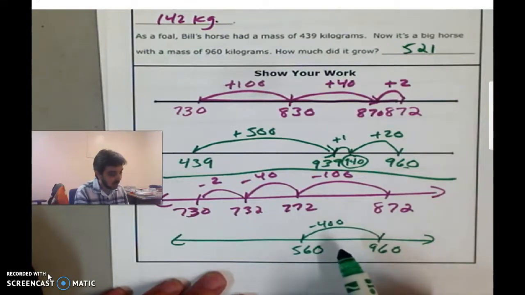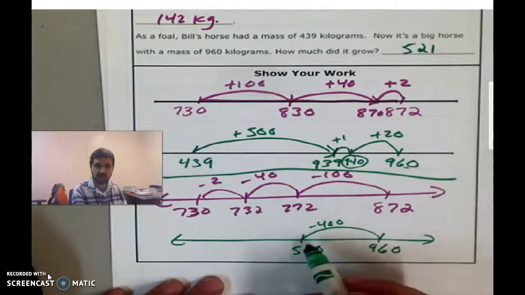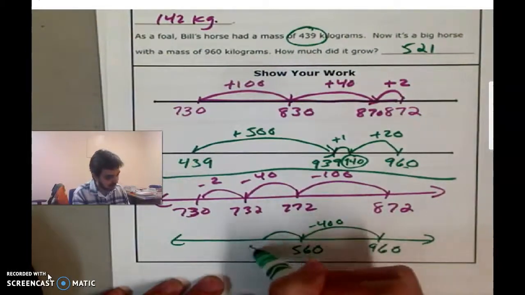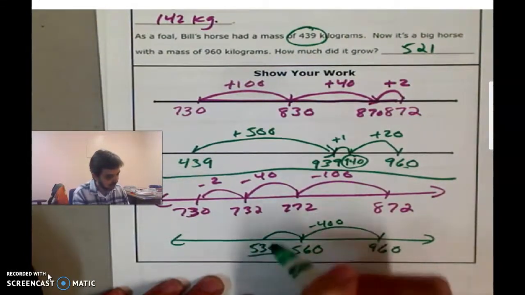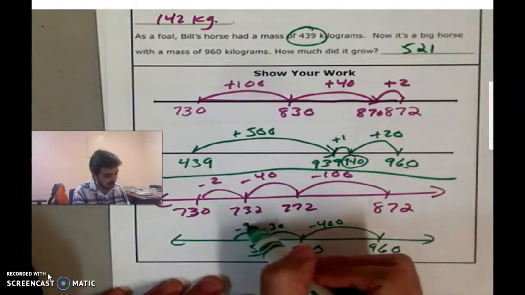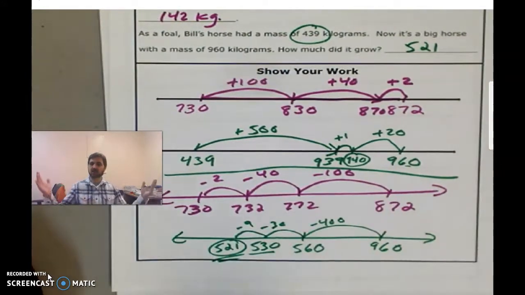Now how much do I want to subtract? 30, okay, because it's minus 439, right? So if I subtract 30, I land on 530. And if I subtract 9, that would give me 521, which is the answer we got. It's all connected, boys and girls. It's all connected. All right, cool stuff.